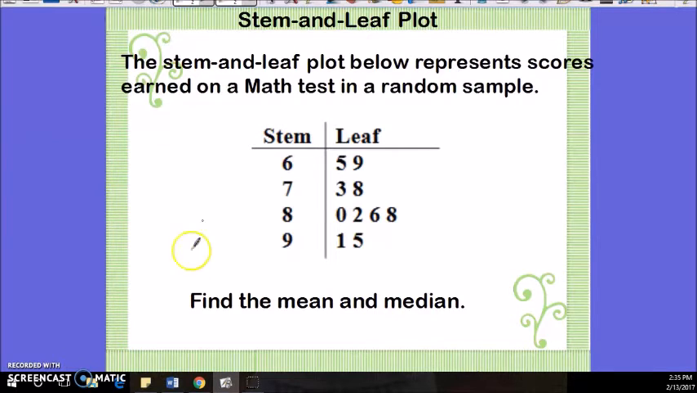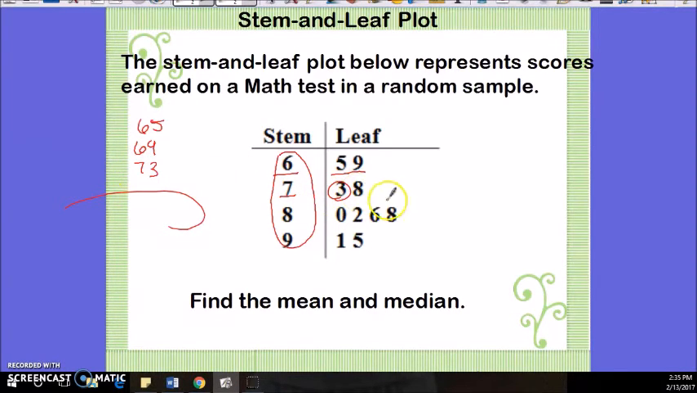Okay. The stem, so all the ones in this column right here, that's your tens place. So this is 65. And then you have 69. And then you have 73. And then you have 78. And so on and so forth. So go ahead and write down all these numbers. And since you have to find the median as well as the mean, they'd be in order from least to greatest. So go ahead and do this.